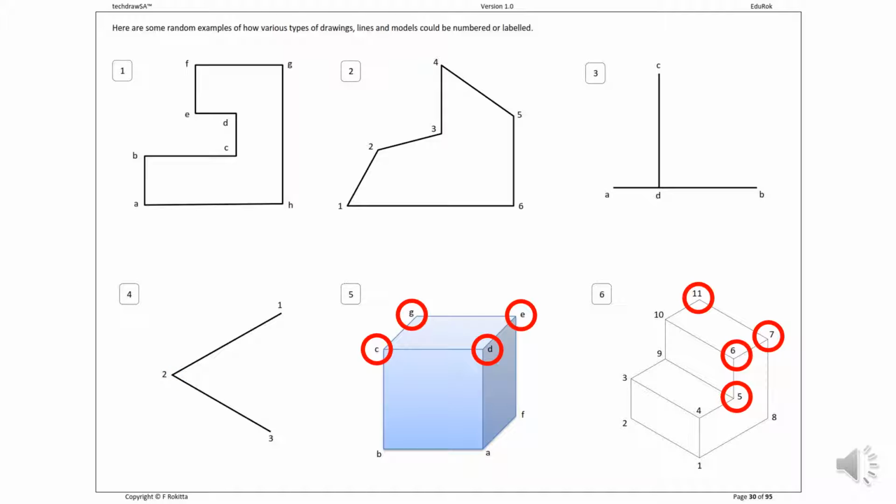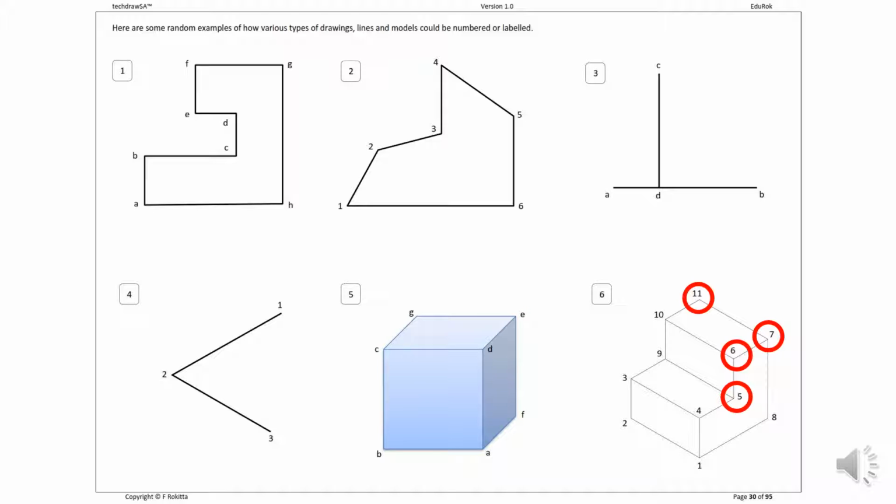At number 5, I have a 3D shape. This is an oblique image of a cube. I have numbered the front corners as A, B, C and D, and then in the depth I have labeled E, F and G as you can see here. You can place E, F and G anywhere you like at the back, or you can start with A where B is, or whatever suits the purpose of your drawing.